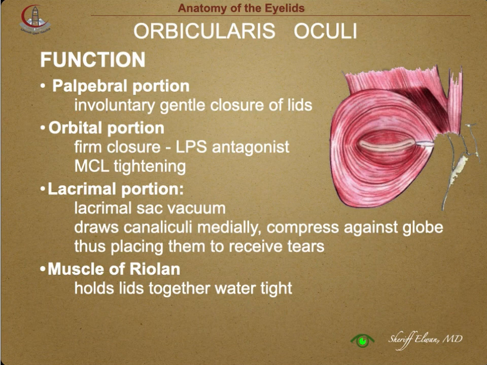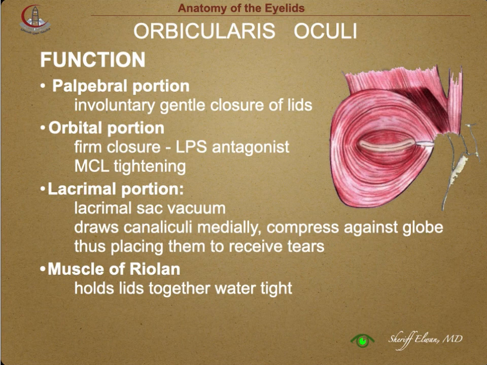Now, to relate this structure to function, the palpebral portion of the orbicularis oculi is responsible for involuntary gentle closure of the eyelids, while the orbital portion shares in the firm closure as an antagonist to the levator palpebrae superioris, tightening the medial canthal ligaments. The lacrimal portion, as we said, creates a vacuum, drawing the canaliculi medially, compressing them against the globe, and thus placing them to receive tears and aiding in the drainage of tears.